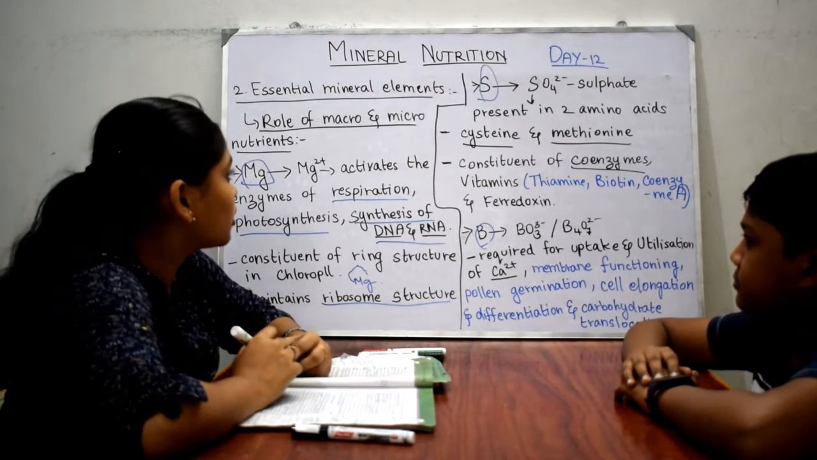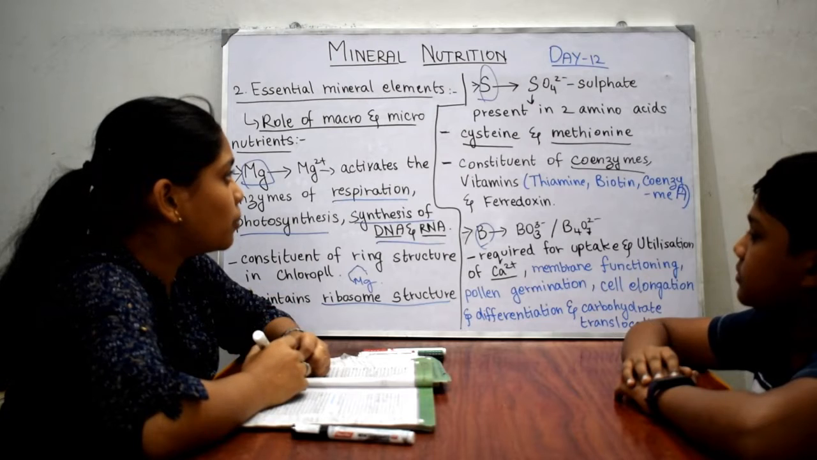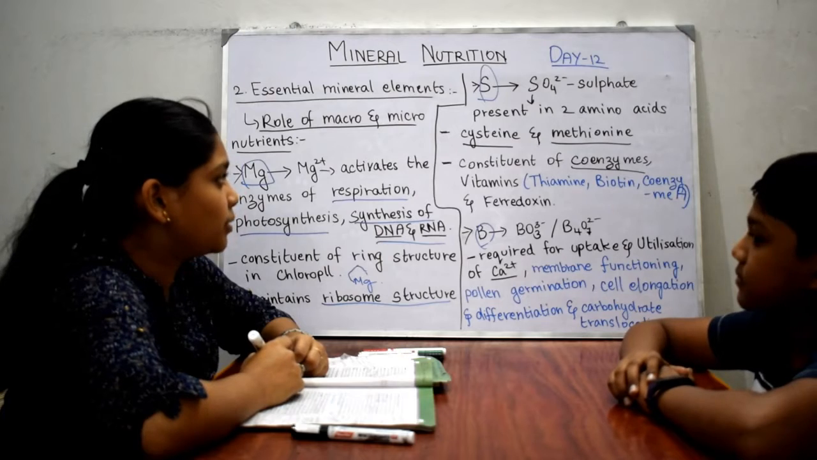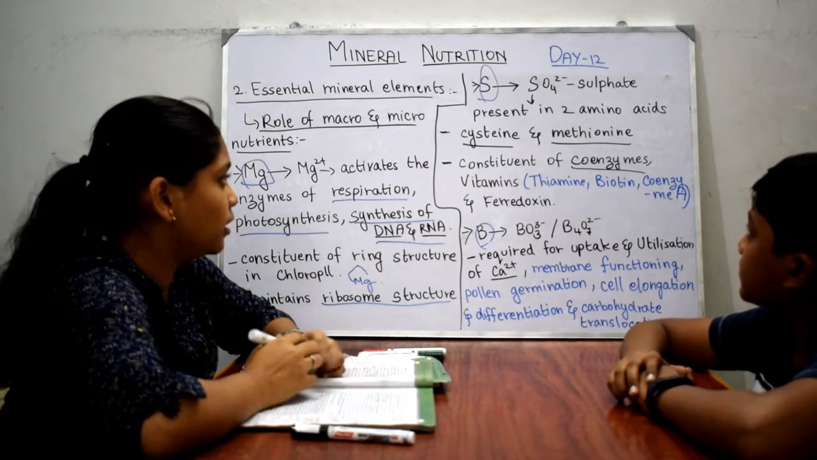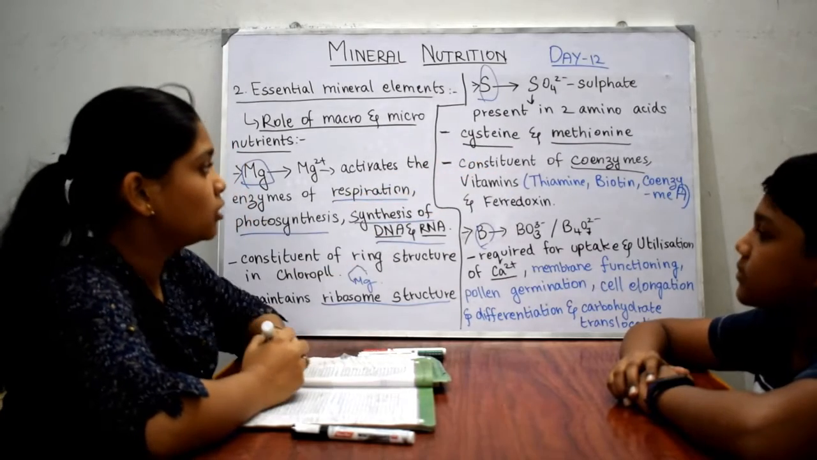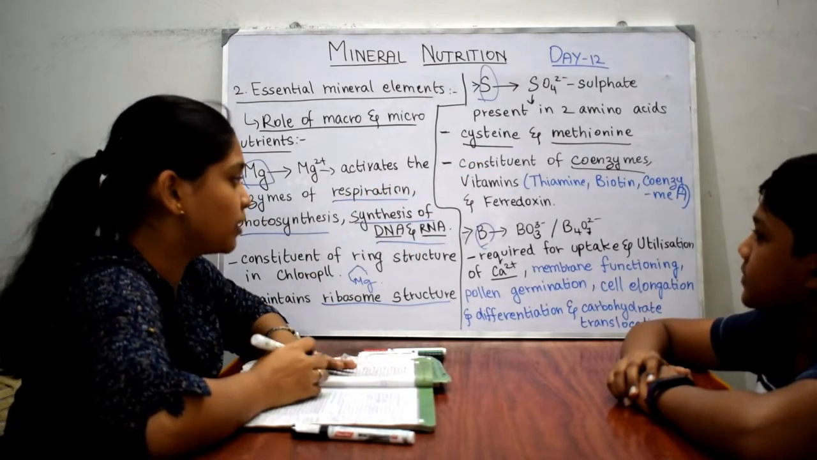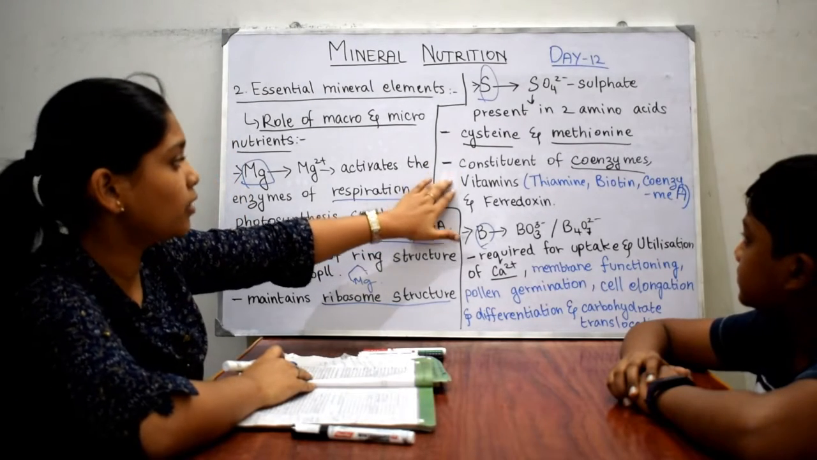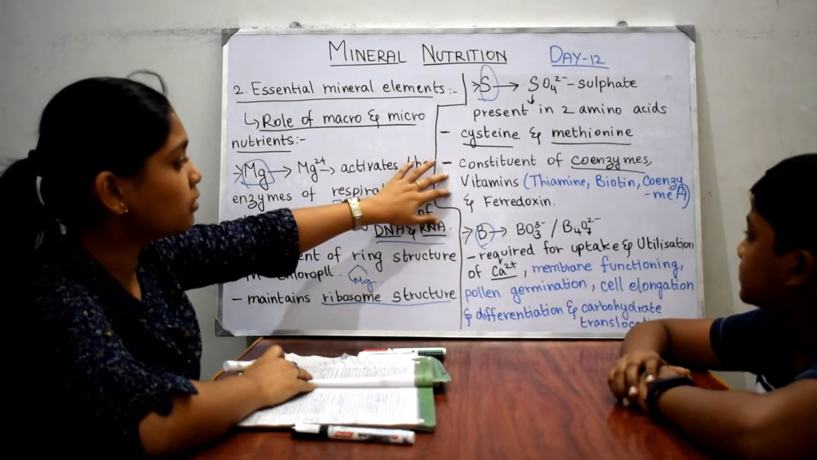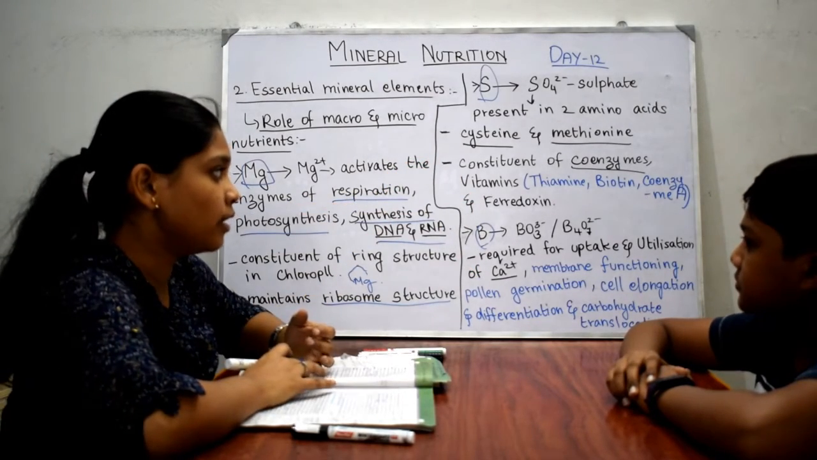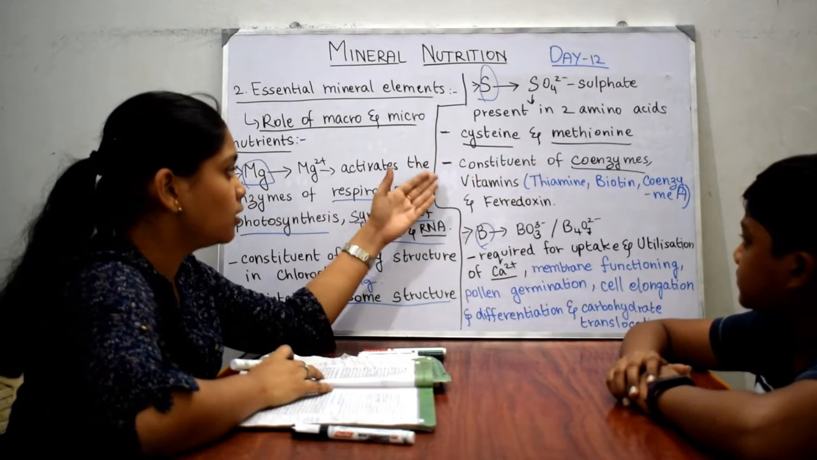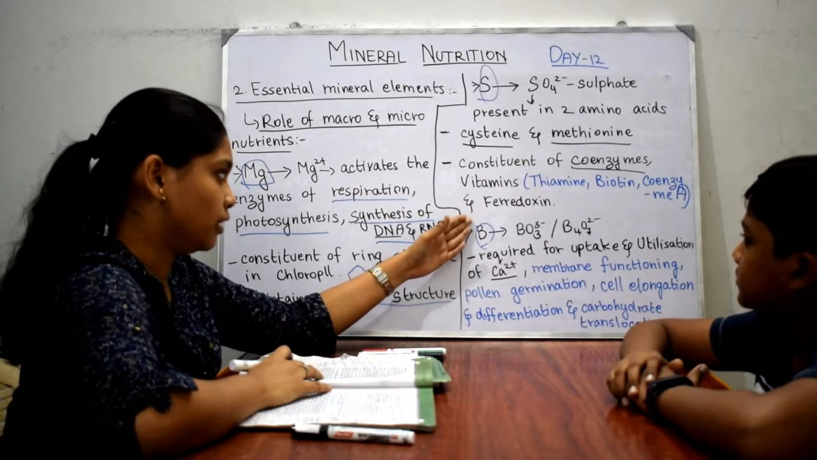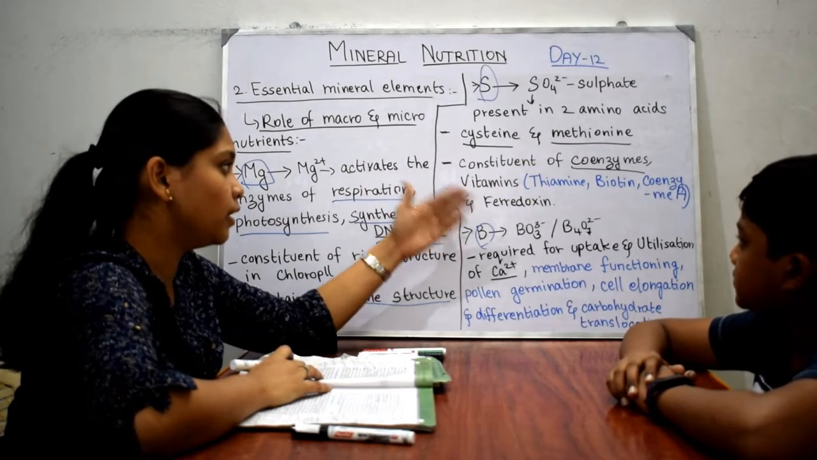Next we are going to see sulfur. Sulfur is absorbed in the form of sulfate, SO4 2-. This sulfur is present mainly in 2 amino acids, cysteine and methionine. Sulfur is also a constituent of some coenzymes, vitamins and pyridoxine, not all. Examples of vitamins are thiamine, biotin and coenzyme A.